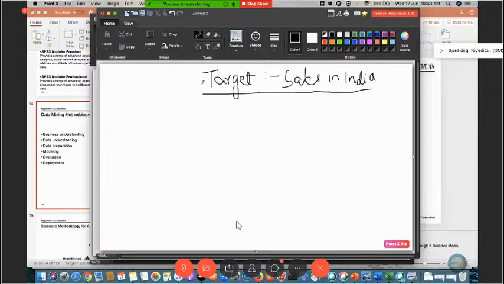So let's say my target is the sales in India. I want to estimate the cigarette sale in India. Cigarette is sold in sticks. It is not sold as packets. I mean, obviously it's sold as packets, but the unit that they take is sticks. So if I have to estimate the sales in India, how will I start? Just think yourself and answer me.